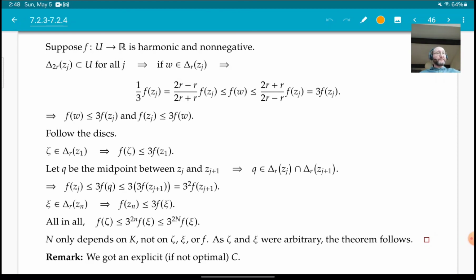But anyway, we have an explicit C. You first have to connect K, then you can figure out an r, and from that you can figure out the capital N, and from that you can figure out a C. Probably not optimal, probably not the best one, but it's explicit. If someone gave me a K, I could give you a C, right?